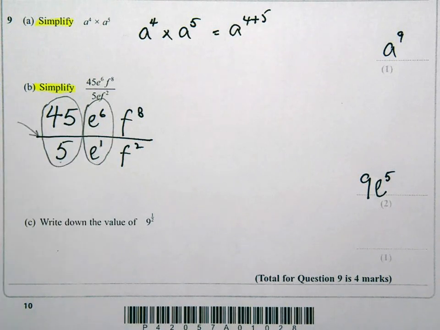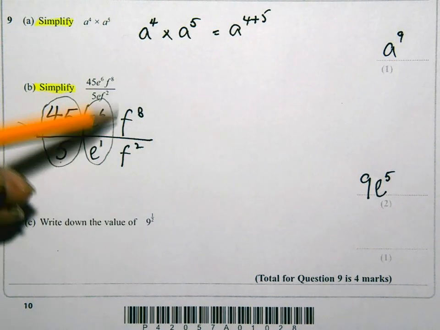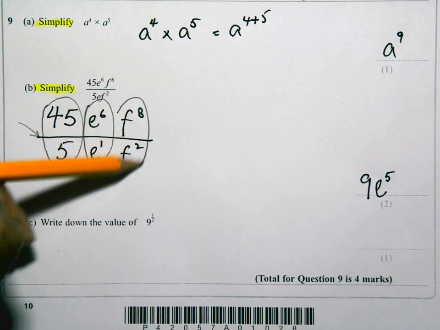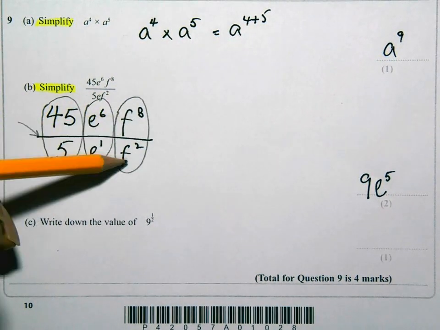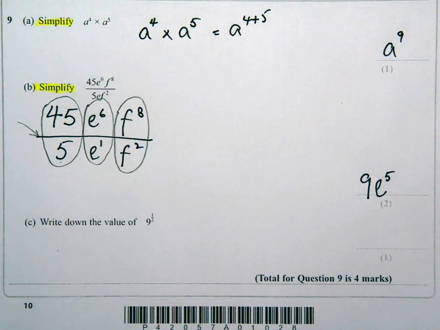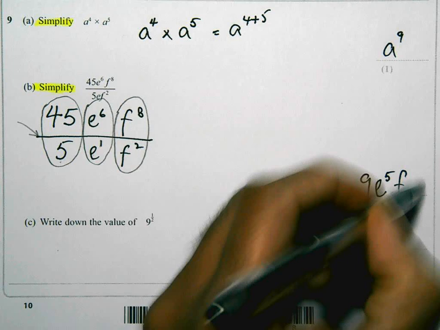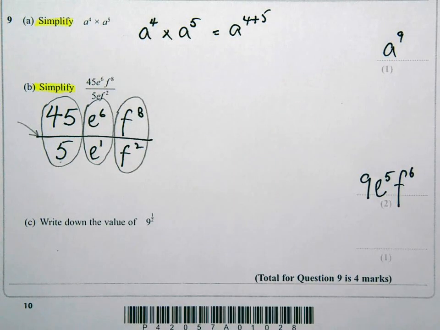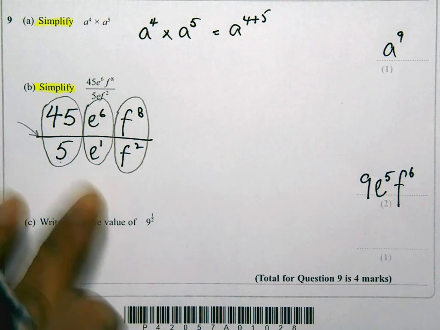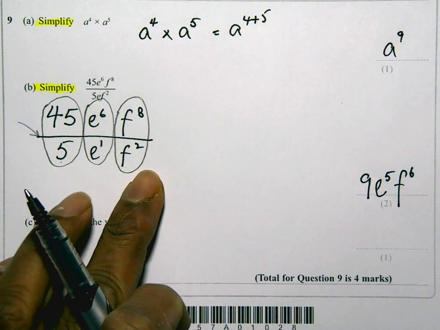I'm going to do exactly the same thing with this one. So f to the power of 8 divided by f to the power of 2. That's going to be f to the power of 8, take away 2 is 6. So there you have it, there's the answer. Pretty straightforward once you know how. Break it down into bits and take your time doing it.